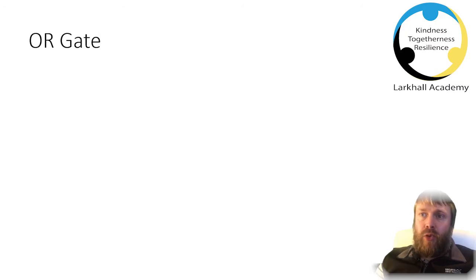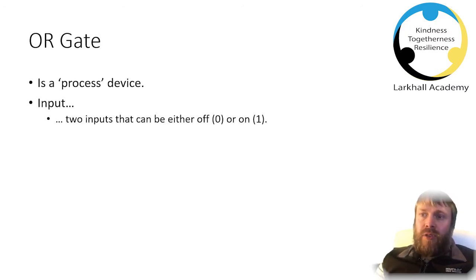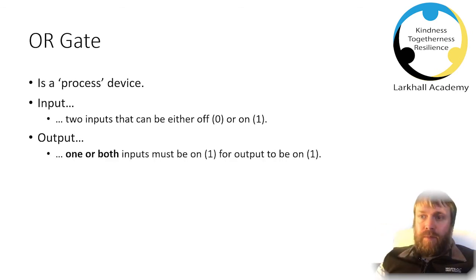Finally, we come to our OR gate. So our OR gate again is a process device. Once again, you've got two inputs. They can either be on or off, 1 or 0. Your output here, similarly, is that one or both inputs must be on for the output to be on. So if one of them is on, you have an output on. If both of them are on, your output will be on. That's as simple as that.